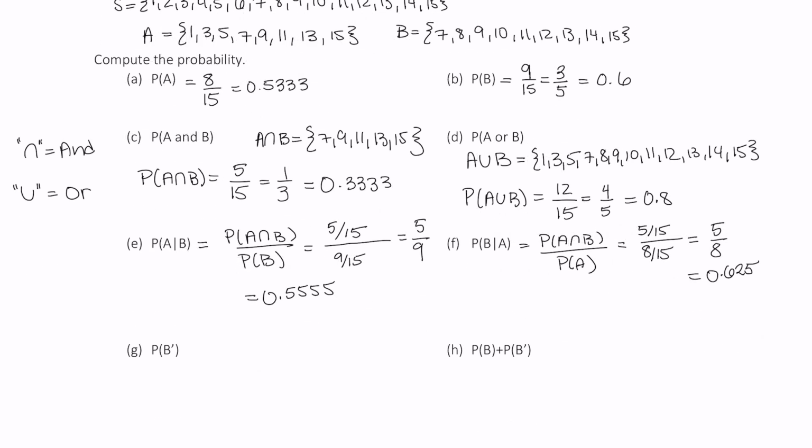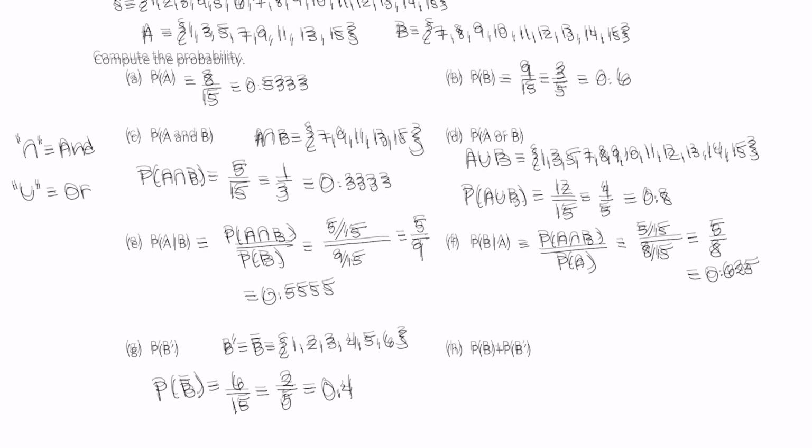So now I want the probability of the complement of B. And remember, the complement of B can be denoted as B with a bar. And that's everything that is not inside of B. Well, inside of B, we have the numbers 7 through 15. So the complement of B has to be the numbers 1 through 6. The probability of the complement of B is equal to 6 out of 15, which is 2 out of 5, and that's 0.4 as a decimal.